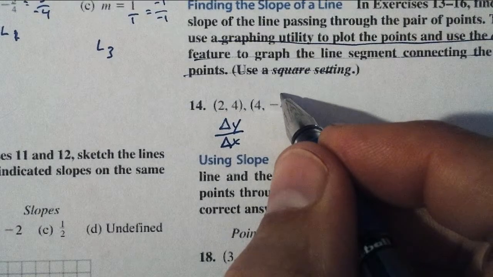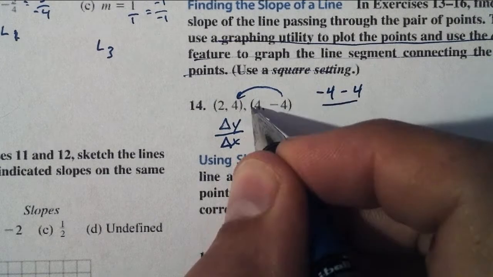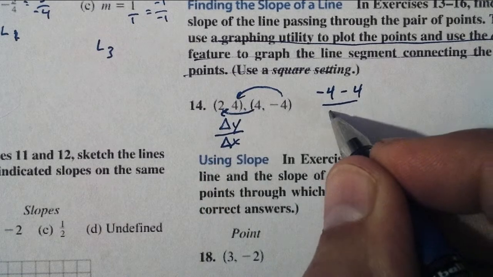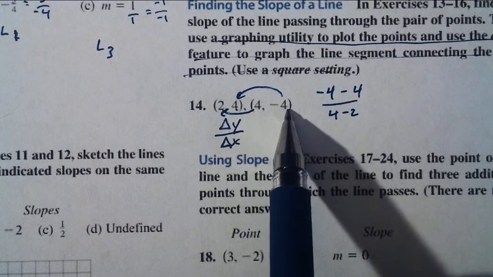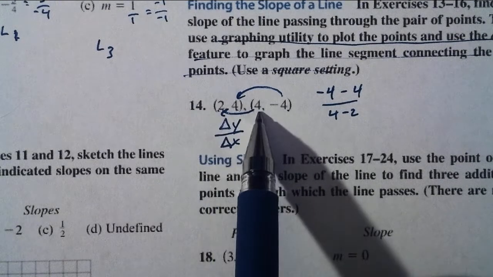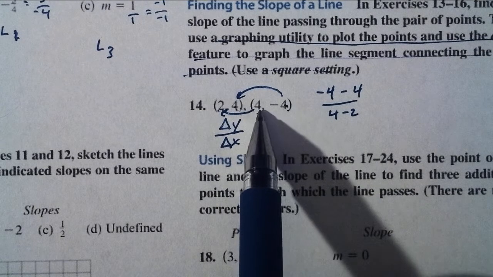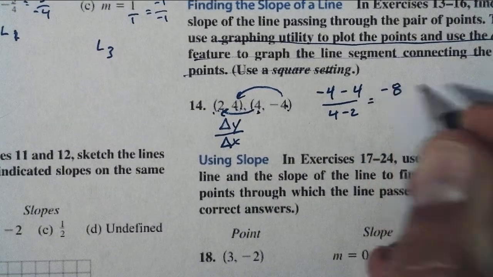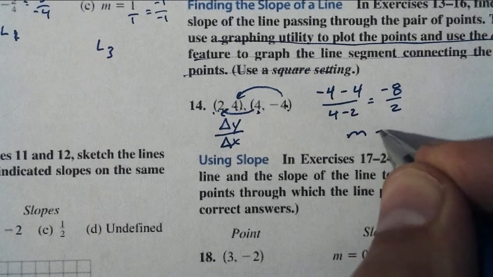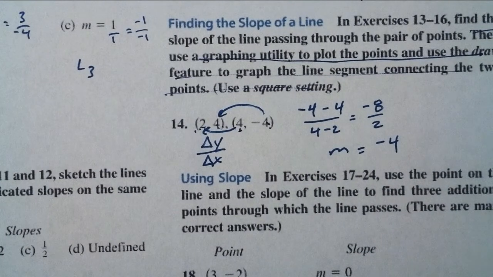So I always draw the lines. I change the y's, negative 4 minus 4, over change the x's, 4 minus 2. Worth noting, I could do 4 minus negative 4 over 2 minus 4 in that order, but you can't shift orders. I can't go 4 minus negative 4 left to right, and then 4 minus 2 right to left. So this gives us negative 8 on 2, so the slope is negative 4. Easy enough.